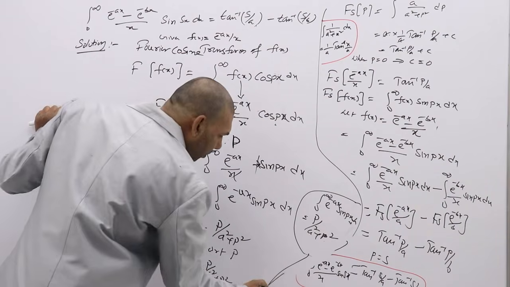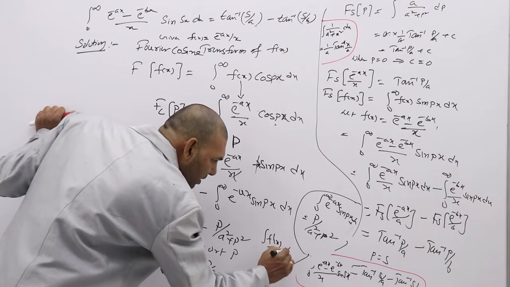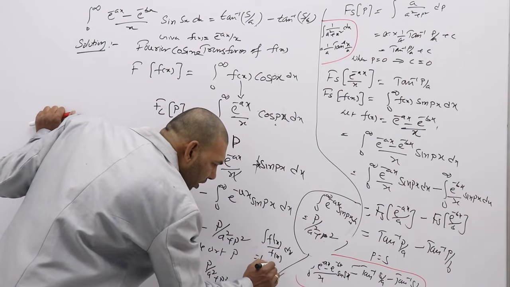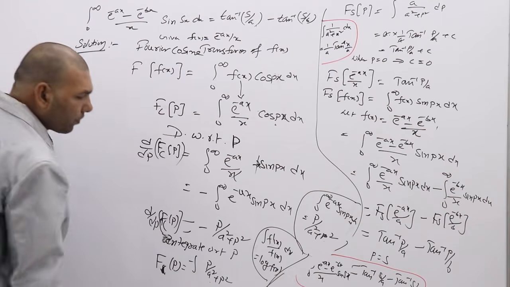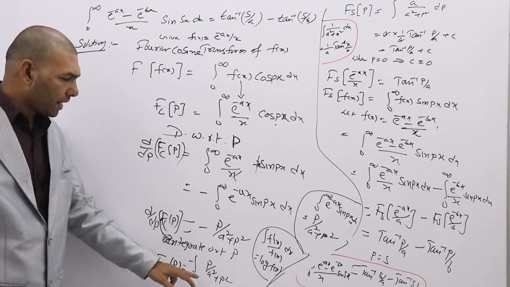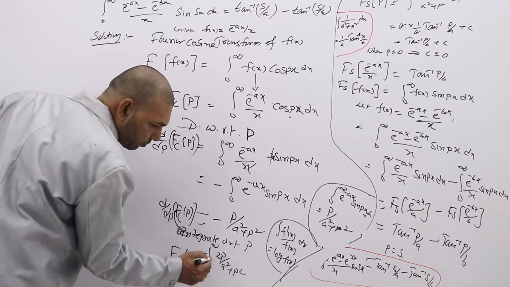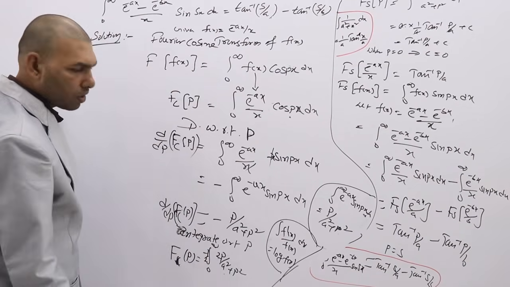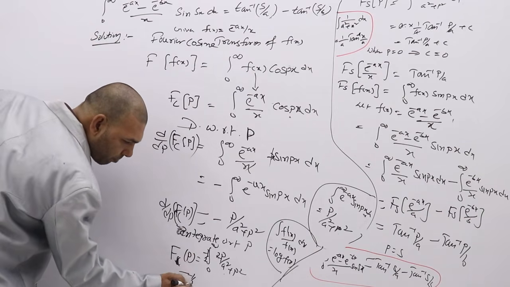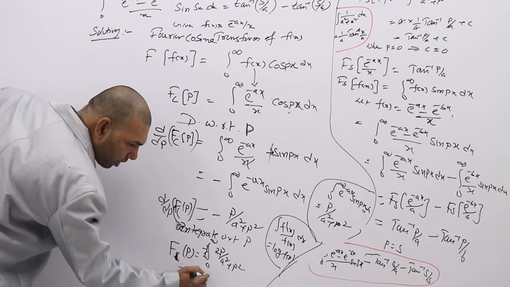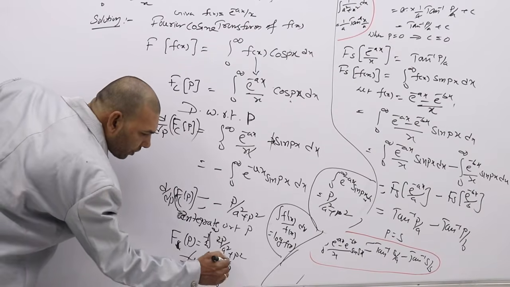This formula we all know: integral f dash of x by f of x dx equals log f of x. Using this formula, if you differentiate the denominator, you will get 2p. So here if you have 2, you can apply that formula. Multiply with 2 and divide with 2. What you will get is minus 1 by 2 log a square plus p square, limits 0 to infinity.